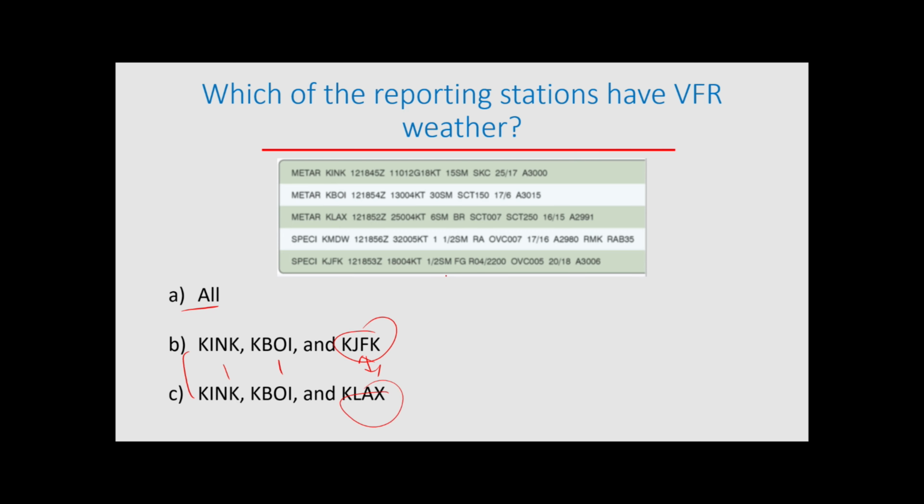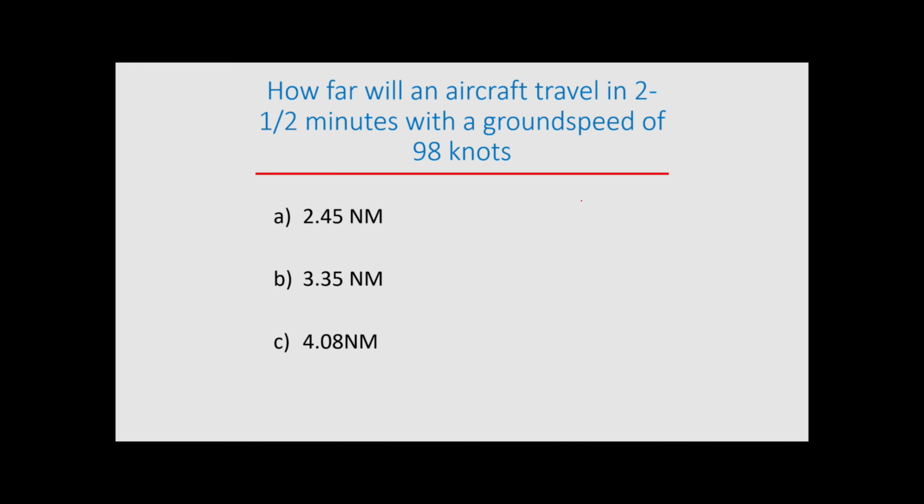How far will an aircraft travel in 2.5 minutes with a ground speed of 98 knots? Remember that knots are nautical miles per hour, so we can convert 2.5 minutes into hours by dividing them by 60 minutes in 1 hour, and then we get 4.08 nautical miles per hour.